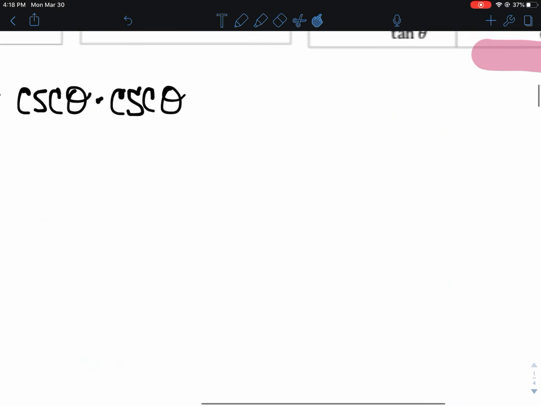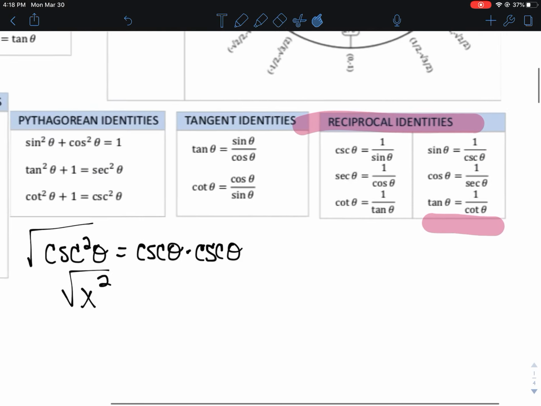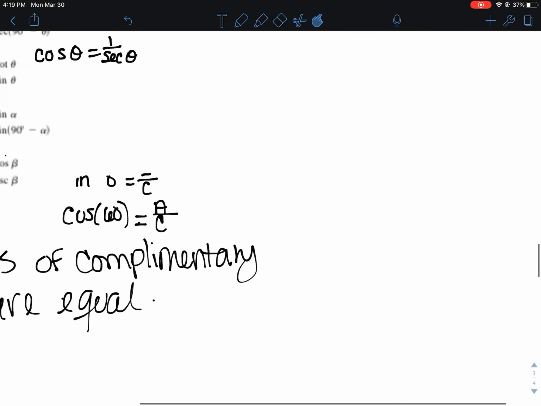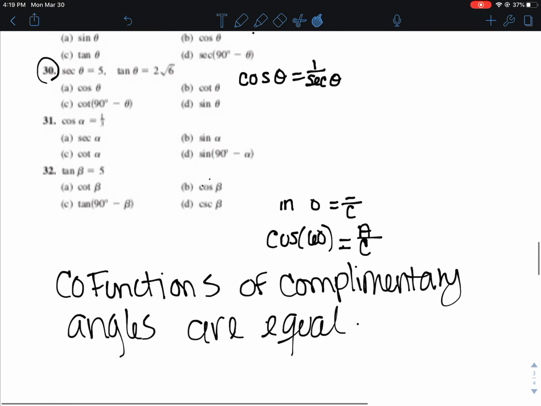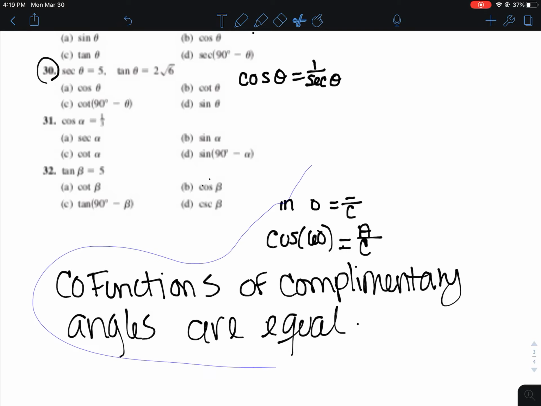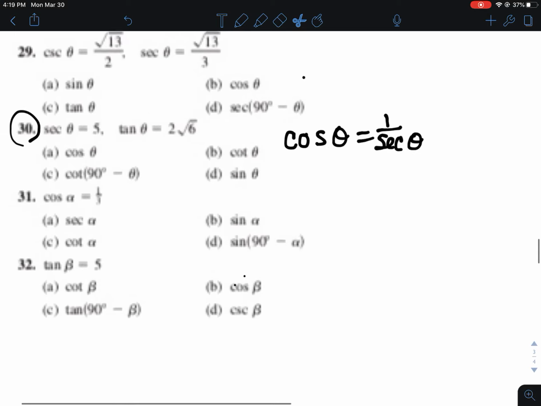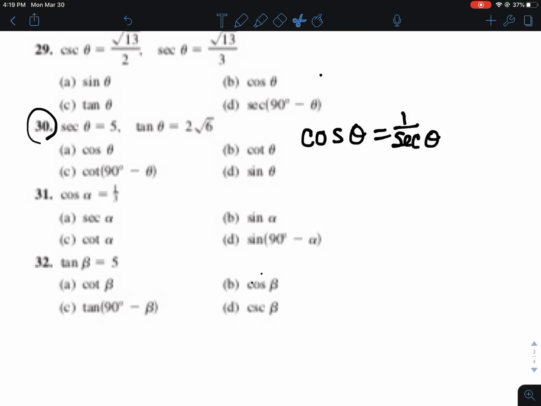If we look at our reciprocal identities, the cosine is equal to 1 over the secant of theta, right? So when I am trying to find the cosine here, we can just do 1 over, and they gave me 5 as the secant, so it's 1/5.